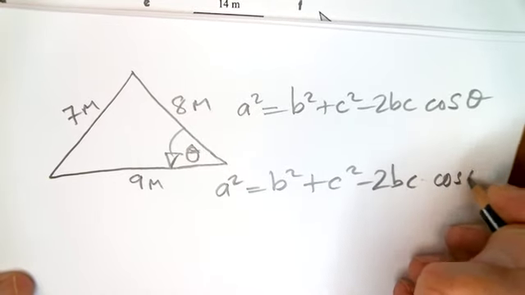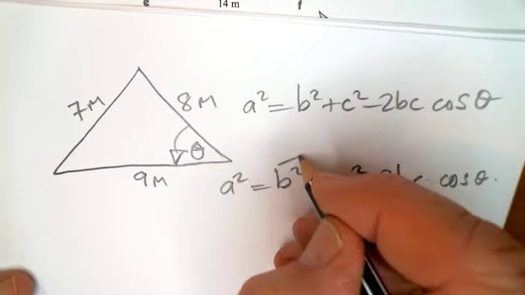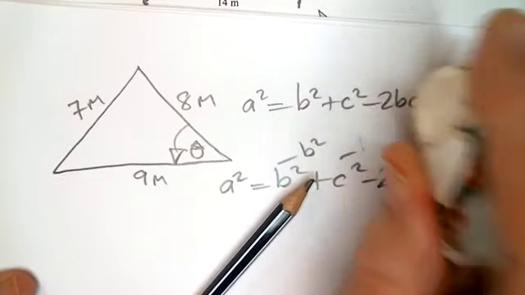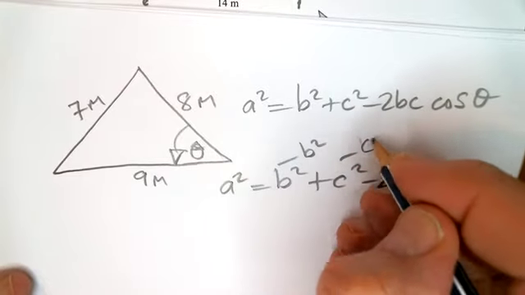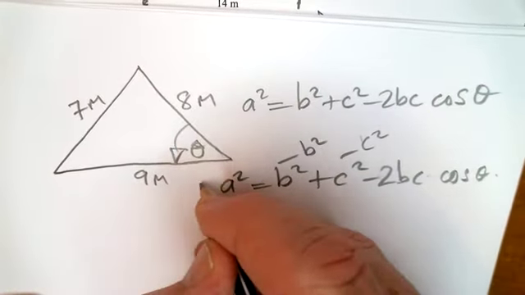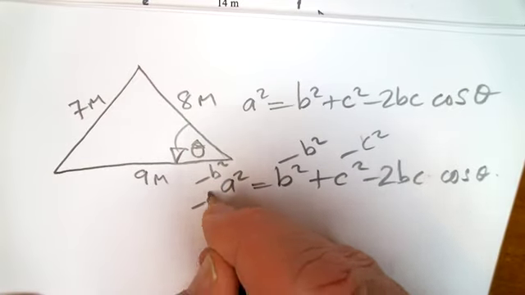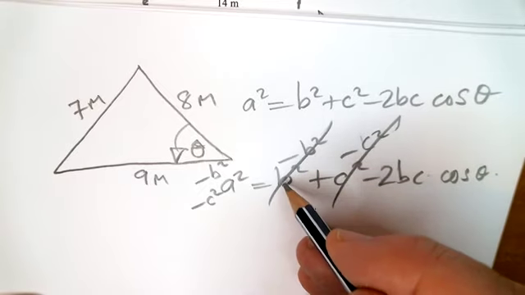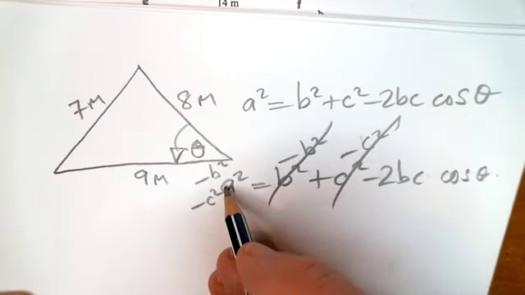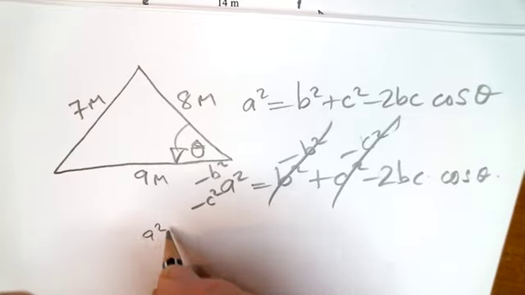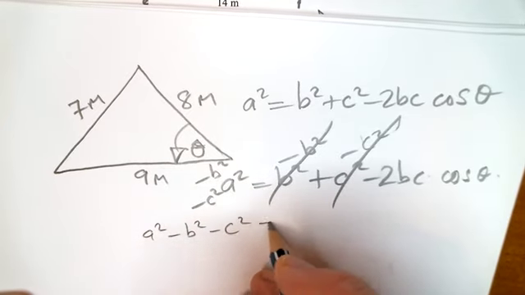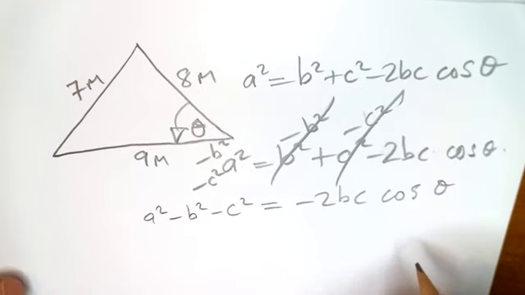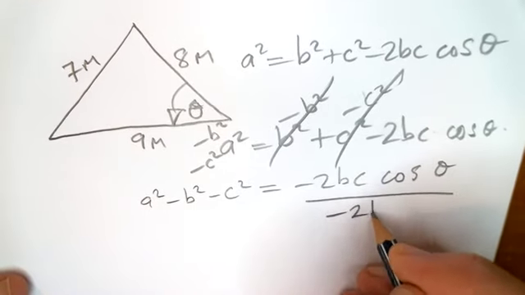So minus 2bc cos theta. First of all, I'm going to subtract b squared and c squared from both sides. Let's go ahead and do that. So I'm going to say minus b squared and minus c squared. Well, c squared minus c squared and b squared minus b squared are 0. Now I've got, on this side, a squared minus b squared minus c squared is equal to negative 2bc cos theta. Well, now I can divide both sides by negative 2bc.